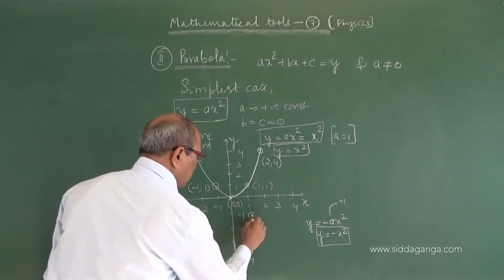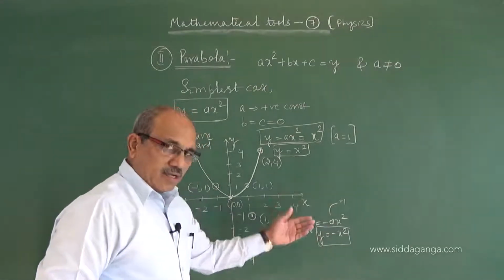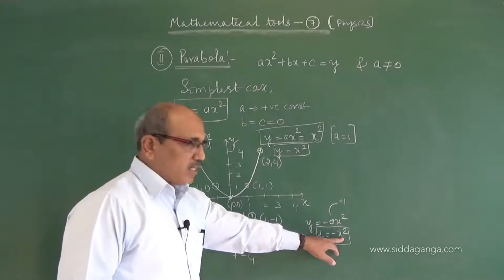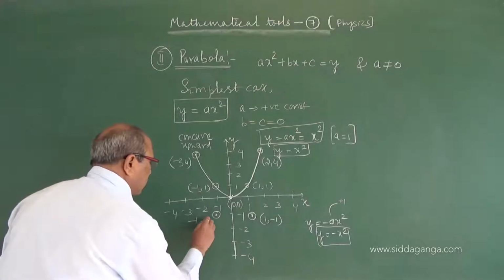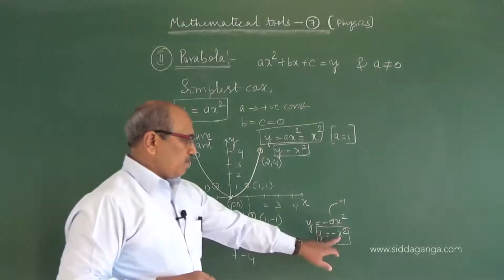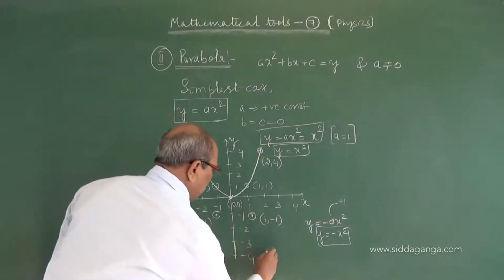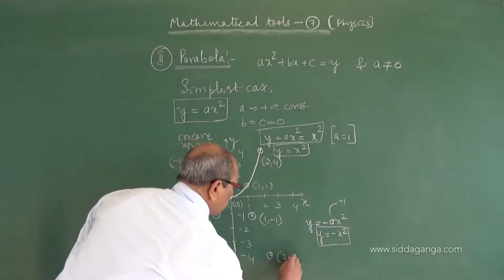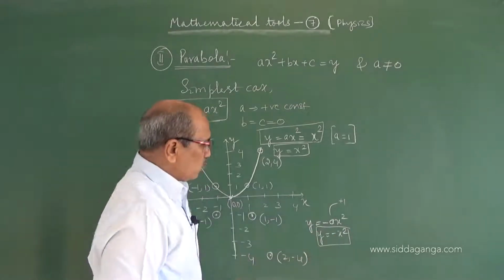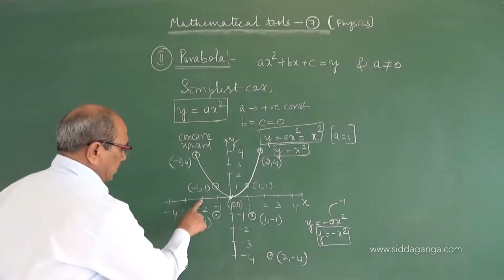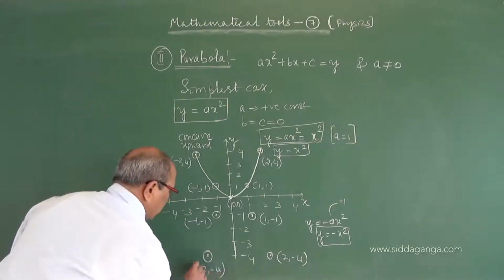Even though x is plus, y is minus. If you take minus 1, again y will be minus, because minus 1 squared is 1 but the minus remains. Therefore, we get a point on the opposite side, minus 1 and minus 1. If we place 2, 2 squared is 4 but with the minus, minus 4. So we get the point 2 comma minus 4. Take minus 2, minus 2 squared is 4, so we get minus 2 comma minus 4.